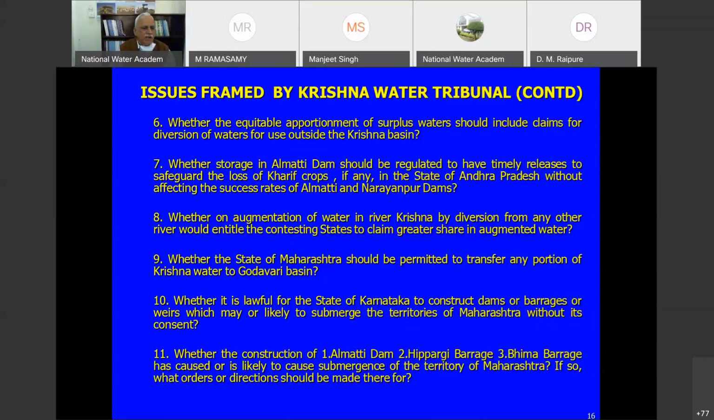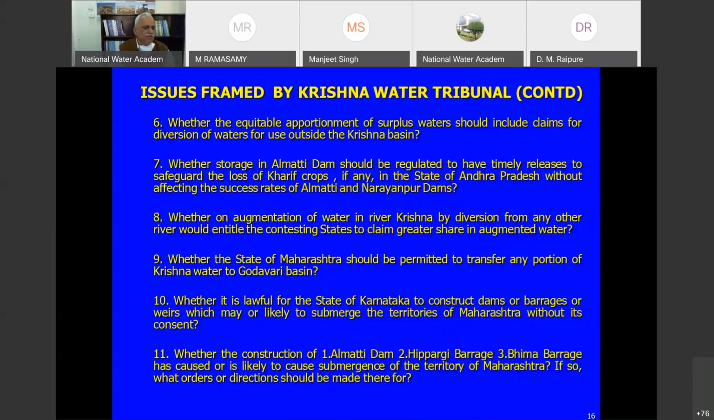Issue number 8, whether augmentation of water in river Krishna by diversion from any river would entitle the contesting states to claim a greater share in augmented water. Issue number 9, whether the state of Maharashtra should be permitted to transfer any portion of Krishna water to Godavari basin. Issue number 10, whether it is lawful for the state of Karnataka to construct dams, barrages or weirs which may or are likely to submerge the territories of Maharashtra without its consent.